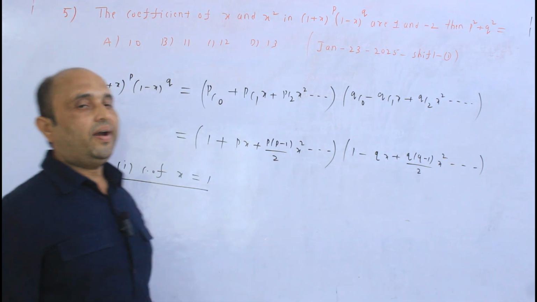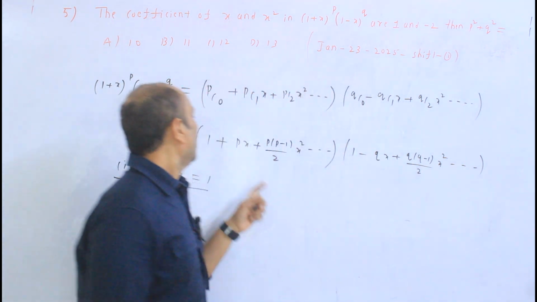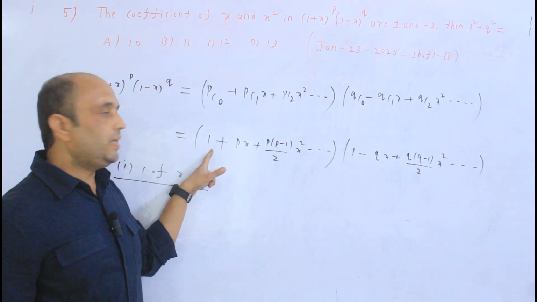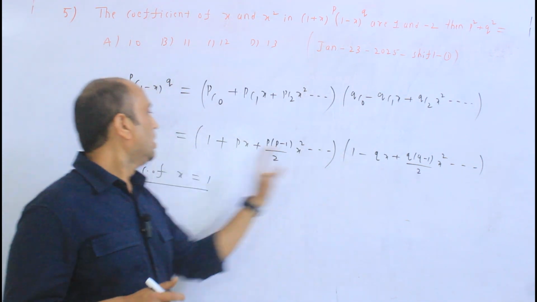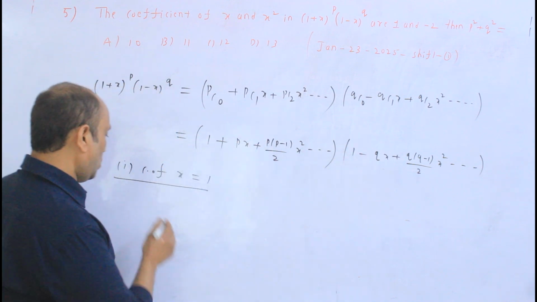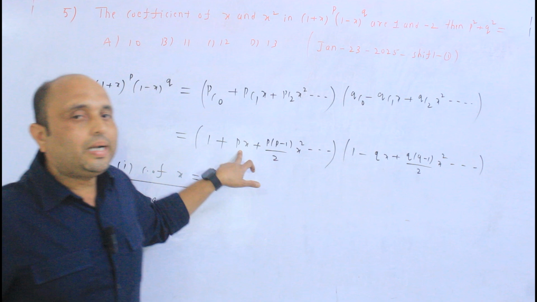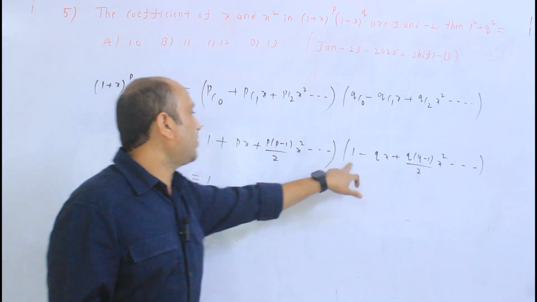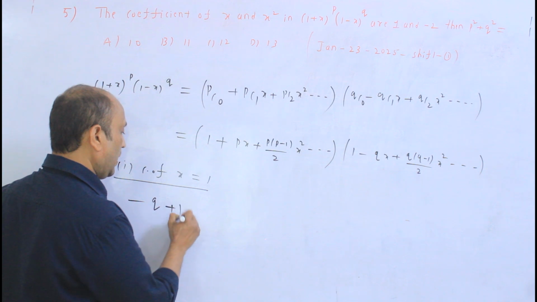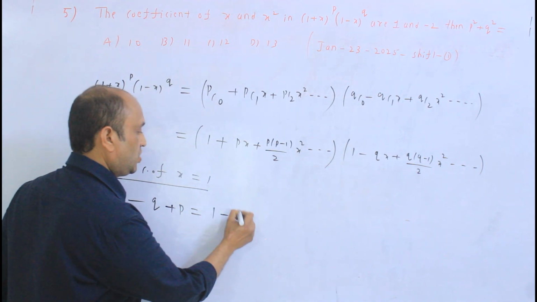So now find the coefficient of x in this multiplication of two terms. If 1 is multiplied with minus qx, then the coefficient becomes minus q. Px is multiplied with the constant term, then only we will get the coefficient of x, plus p. Okay, so minus q plus p is equal to 1. This is the first equation.